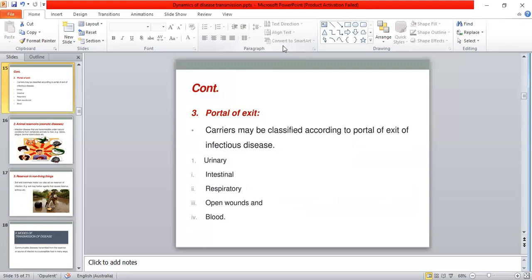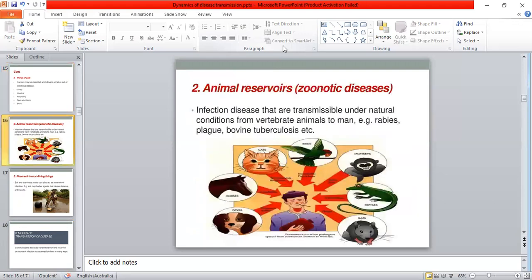Carriers can further be classified on the basis of portal of exit as urinary, intestinal, respiratory, open wounds, and blood. Animal reservoirs. Infectious diseases that are transmissible under natural conditions from vertebrate animals to man, for example, rabies, plague, bovine tuberculosis, etc.